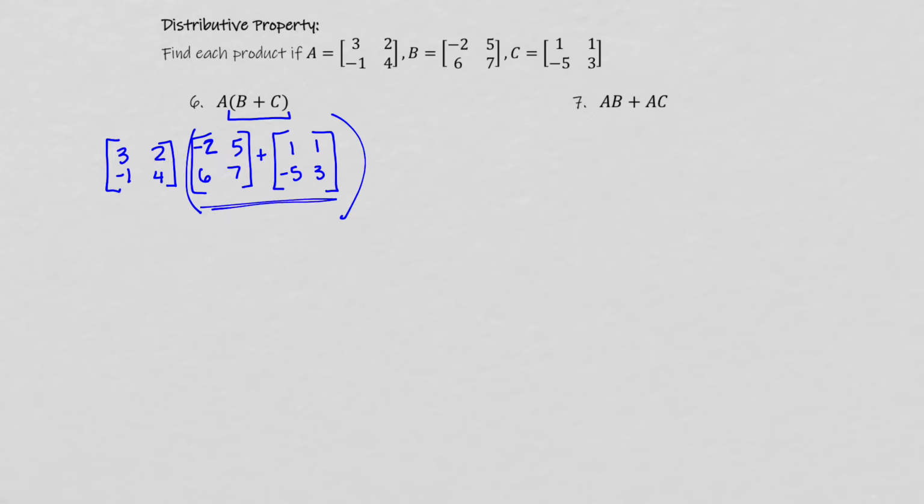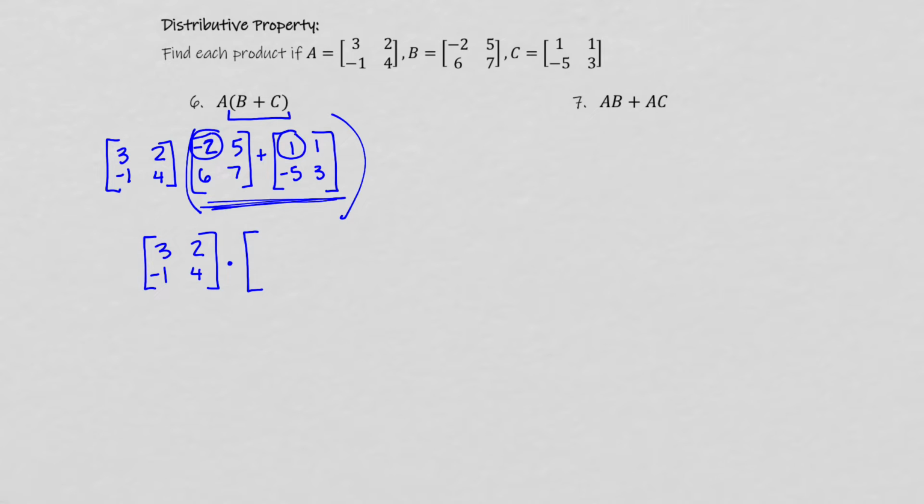We need to do the addition inside the parentheses first. So this matrix A out here stayed the same. So I have 3, 2, negative 1, and 4. And it is going to multiply what I get when I add those two matrices that are inside the parentheses. Remember, you add the corresponding parts.